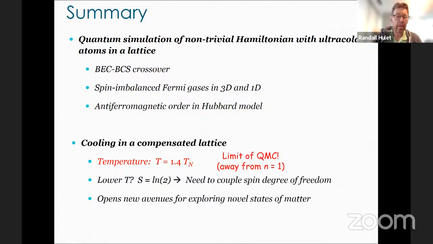On thermometry, I mentioned the power of quantum Monte Carlo to be able to do thermometry in the lattice. It works really well close to half filling, but is really challenging away from half filling. In fact, being able to reproduce our data was a heroic achievement of our collaborators and pretty much pushed the limits of quantum Monte Carlo. So for thermometry, this is about as far as we could go in terms of comparing with quantum Monte Carlo data.